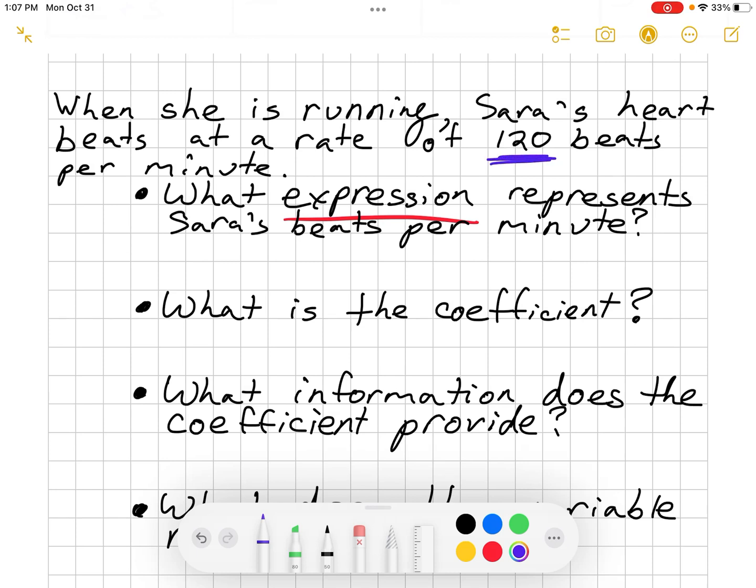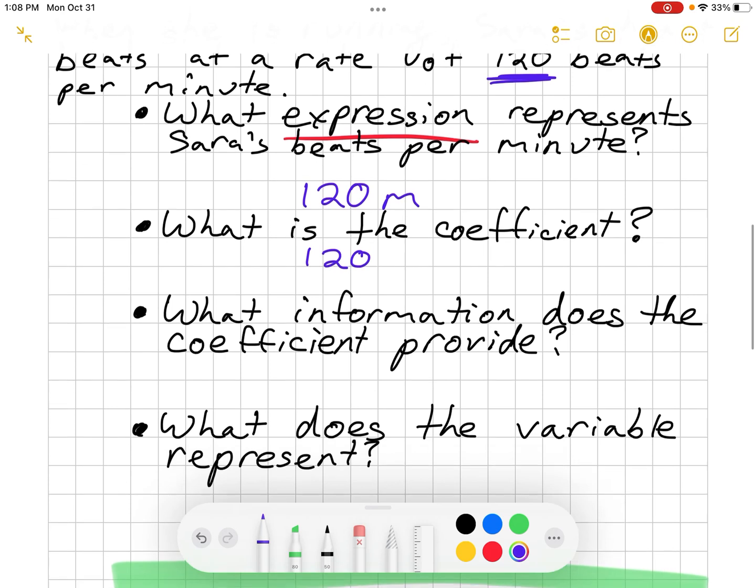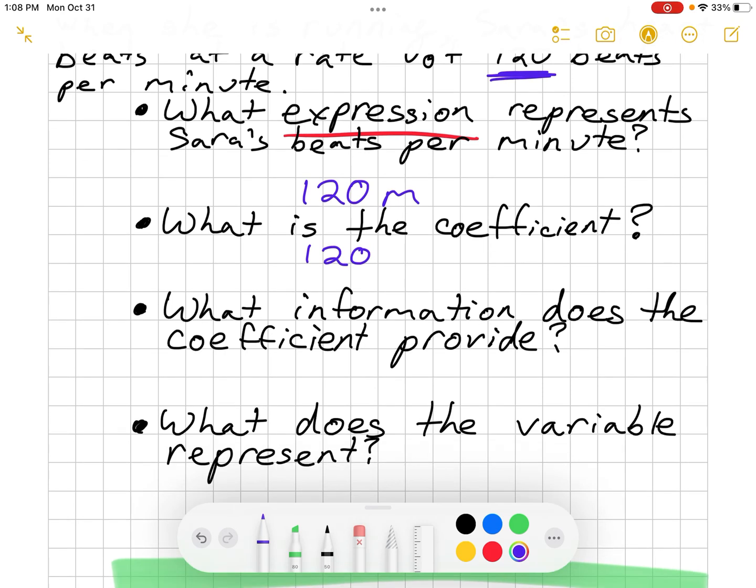So the expression, I want to know Sarah's heart beats at a rate of 120 beats per minute when she is running. So what's going to change is how many beats per minute she has. So the expression is going to be 120 m. So based on that, what is the coefficient? So the coefficient is going to be 120.